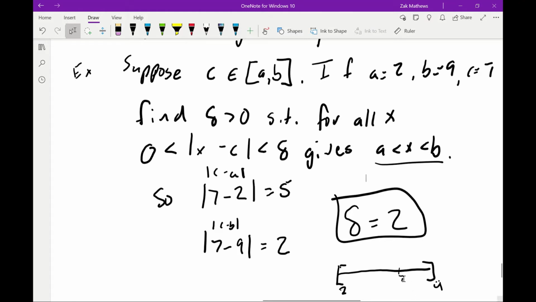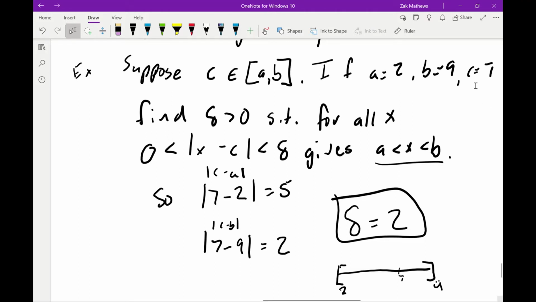If I were to start at 7 and add 2, then I get up to 9. And so I'm still staying within that range. So this delta is giving me the wiggle room around my C to stay in my interval. The delta needs to be equal to 2.